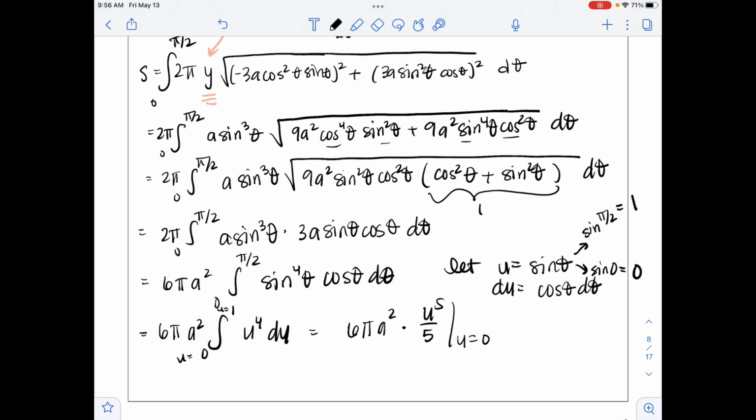Evaluating this from 0 to 1 for those u values, we're going to get 6π a squared over 5, and then 1 to the 5th would be 1, 0 to the 5th would be 0, and so this works out to being 6π a squared all over 5.